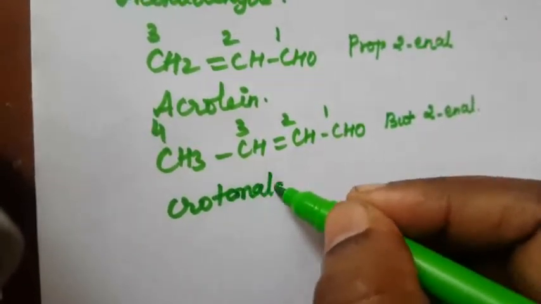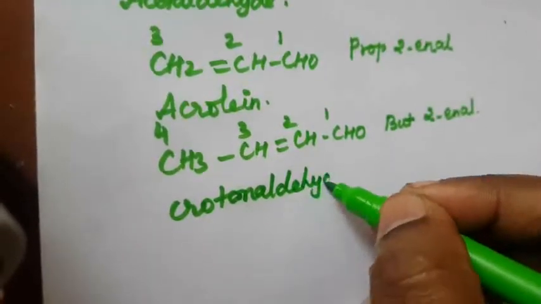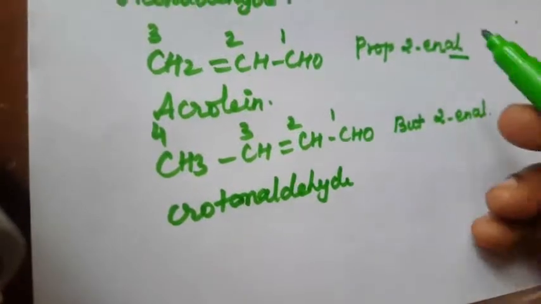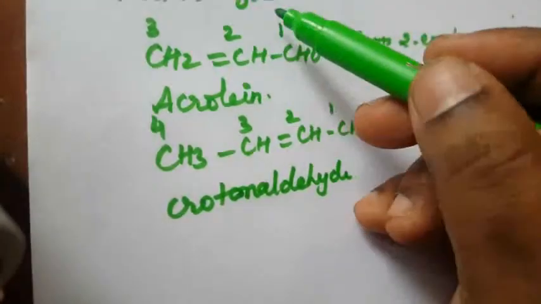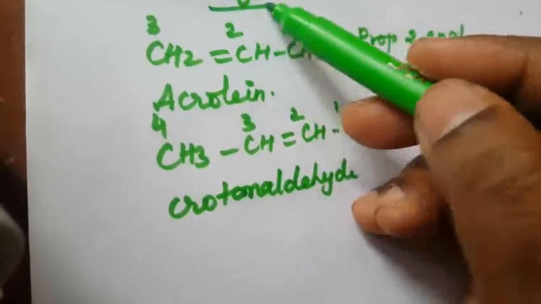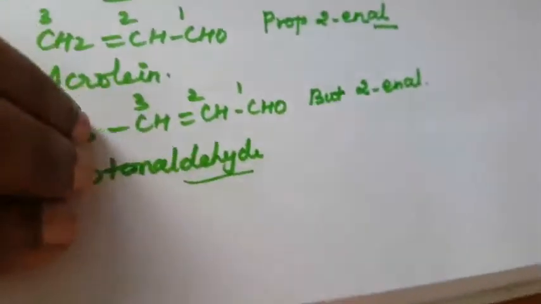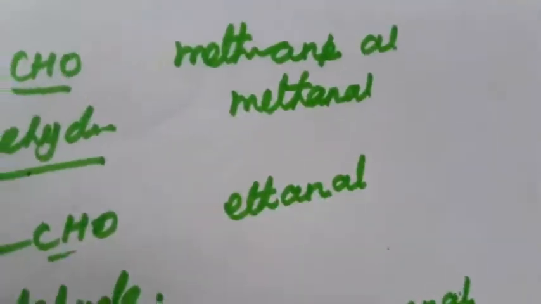Crotonaldehyde. So the common name ends with aldehyde, and the IUPAC name ends with AL. The common names end with aldehyde: formaldehyde, acetaldehyde. So this is crotonaldehyde. Okay, so next another compound, CH2OH.